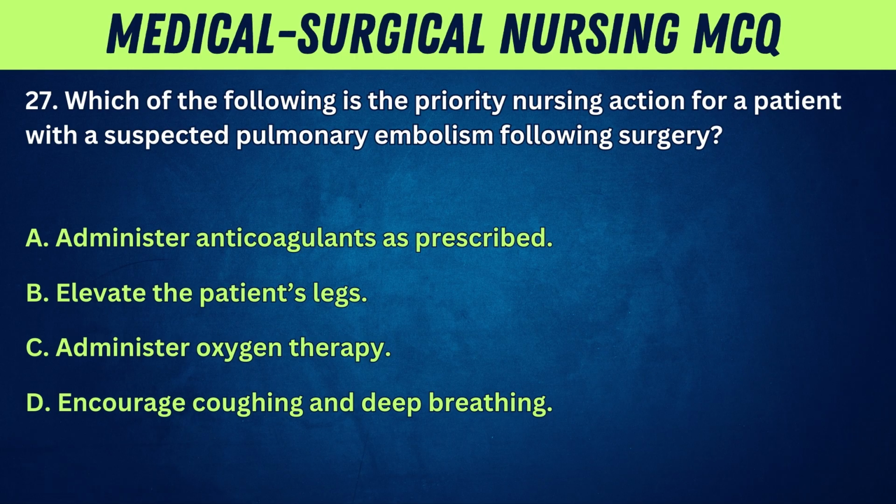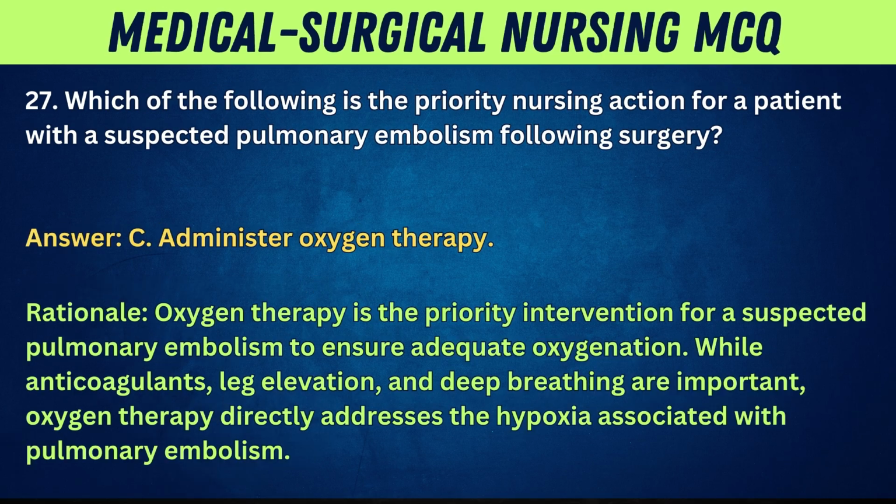27. Which of the following is the priority nursing action for a patient with a suspected pulmonary embolism following surgery? A. Administer anticoagulants as prescribed. B. Elevate the patient's legs. C. Administer oxygen therapy. D. Encourage coughing and deep breathing. Answer: C. Administer oxygen therapy.